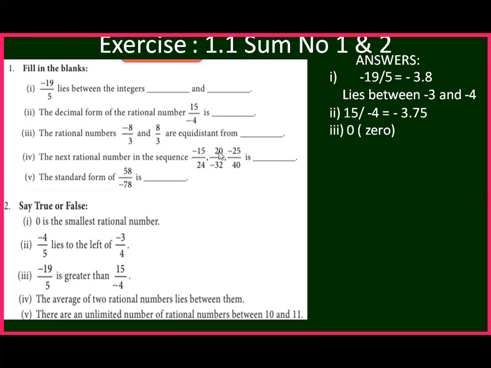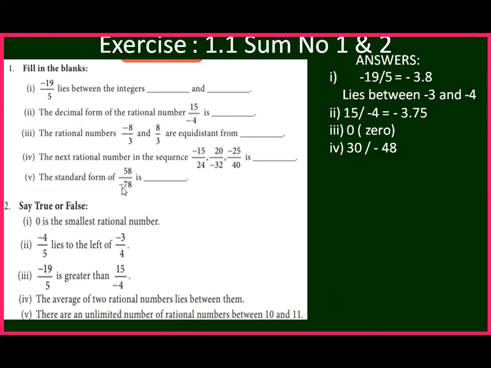So 5, 10, 15, 20, 25, the next number will be 30. Since here you have one negative, one positive, one negative, the numerator will be a positive number. 24, 32, 40, 48, which is negative. So it's 30 by minus 48. The standard form of 58 by 78, minus 78.